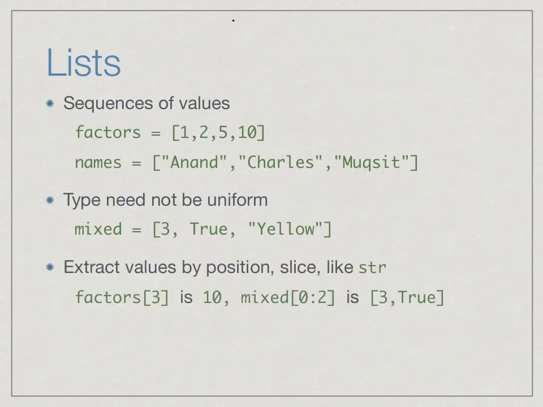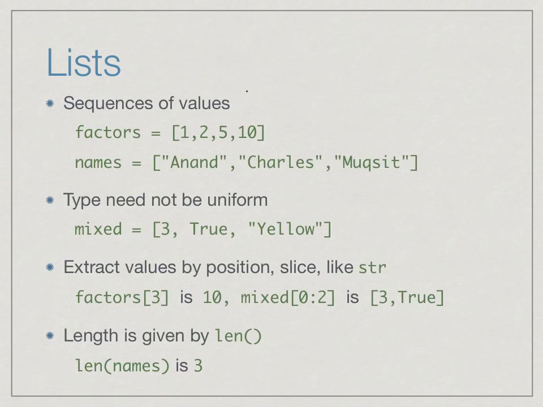A list is a sequence in the same way as a string is, and so it has positions 0 to n minus 1, where n is the length of the list. So we can now extract values at a given position, or we can extract slices. So in this example, if we take the list factors and we look at the third position, remember that the positions are labeled 0, 1, 2, 3, then factors[3] is 10. Similarly, if we take the list mixed and we take the slice from 0 to 2 minus 1, then we get the sublist consisting of 3 and 2.